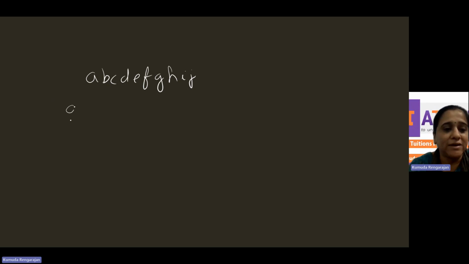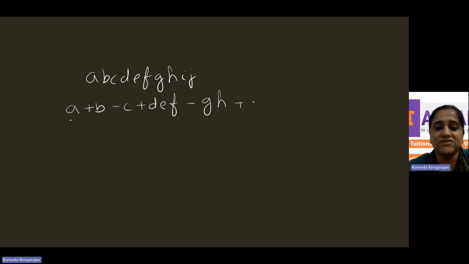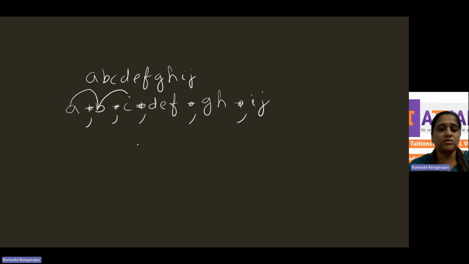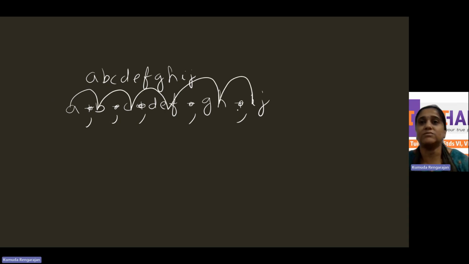But if I write A plus B minus C plus DEF minus GH plus IJ, plus is a comma, minus is a comma. This one is a comma. This one is a comma. This one is a comma. 1, 2, 3, 4, 5, 6 terms.